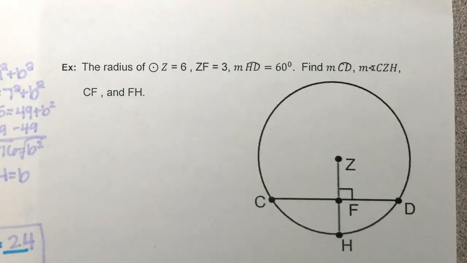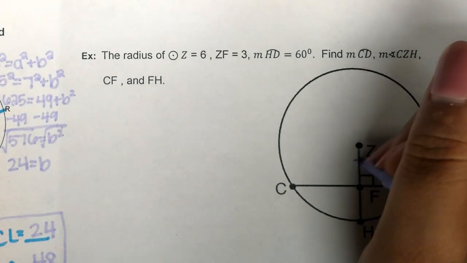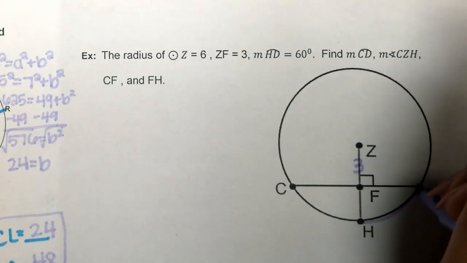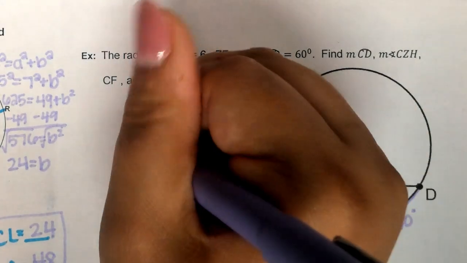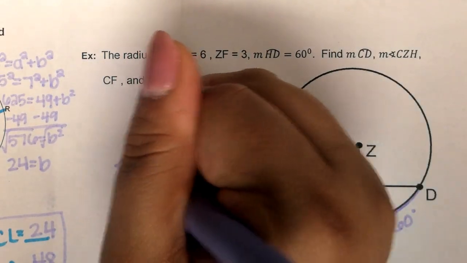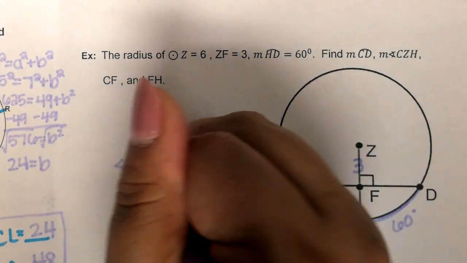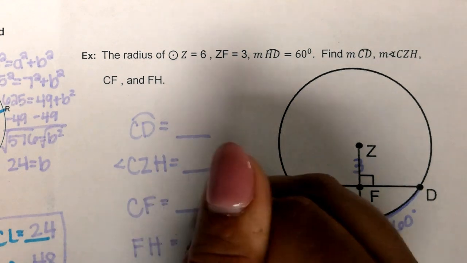I want you to do this next, or look at this next one. We're going to do this together. It tells you that the radius of circle Z is 6. ZF is 3. Everybody write it 3. HD is 60 degrees. I want you to find arc CD. I want you to find angle CZH. I want you to find CF. And I want you to find FH.